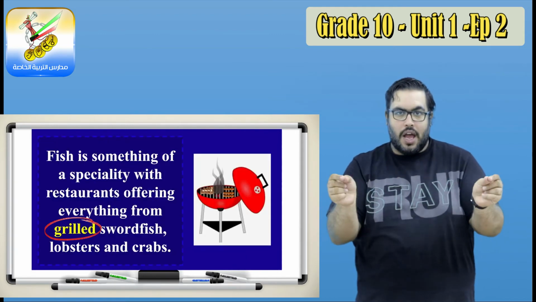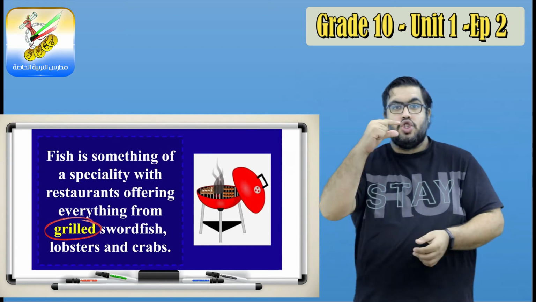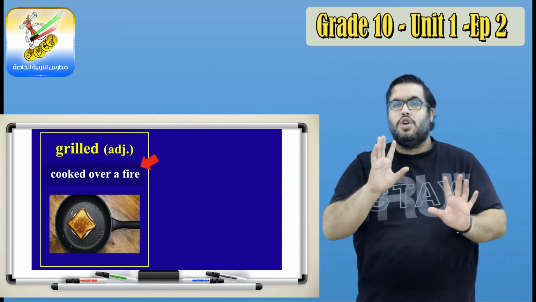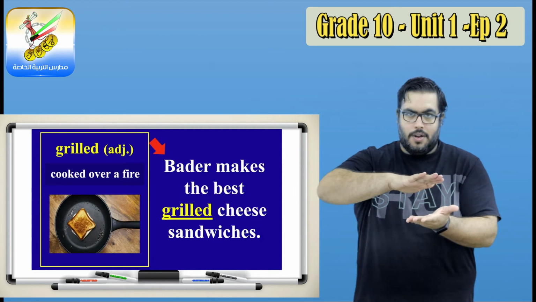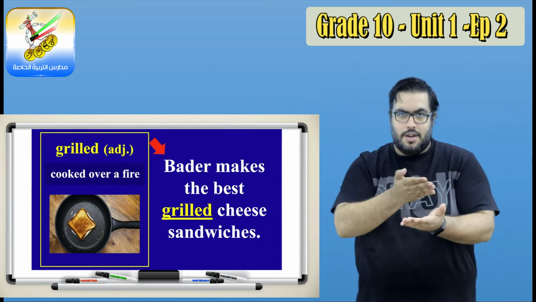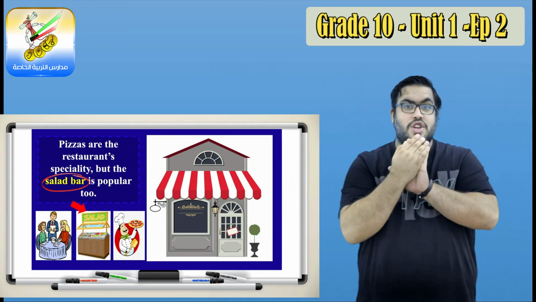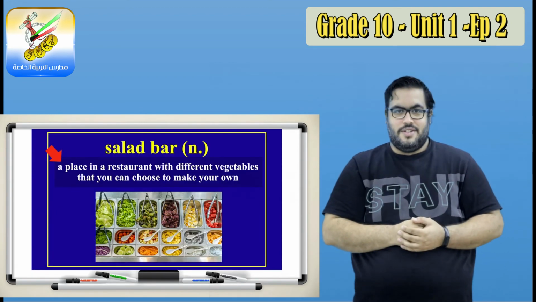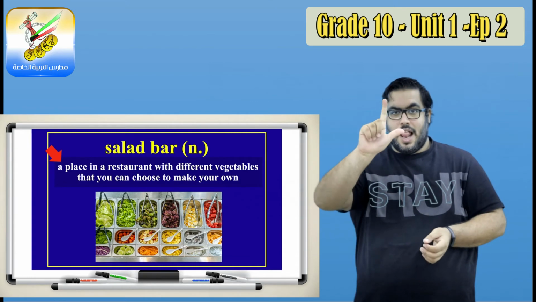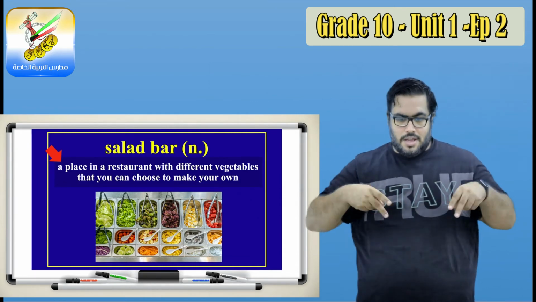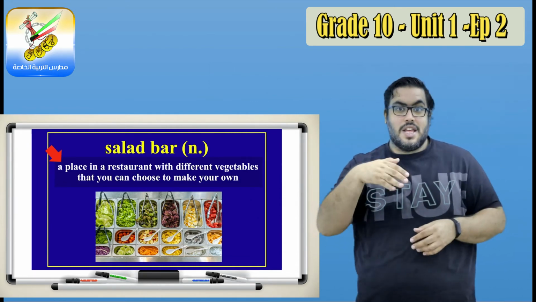Here we have another word, grilled. It's an adjective, and it means cooked over a fire. For example, Badr makes the best grilled cheese sandwiches. We also have salad bar. It's a new vocabulary item. So salad bar is a noun, and it means a place in a restaurant with different vegetables that you can choose to make your own.